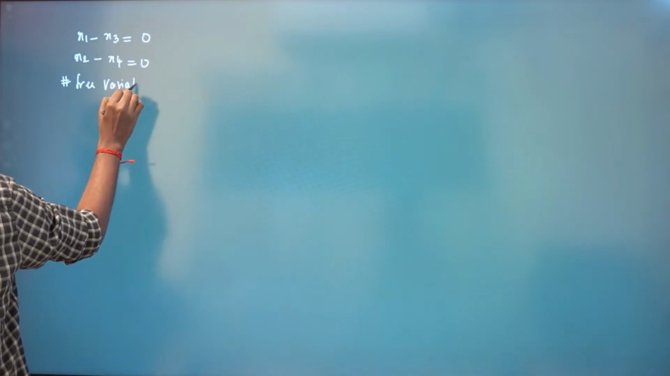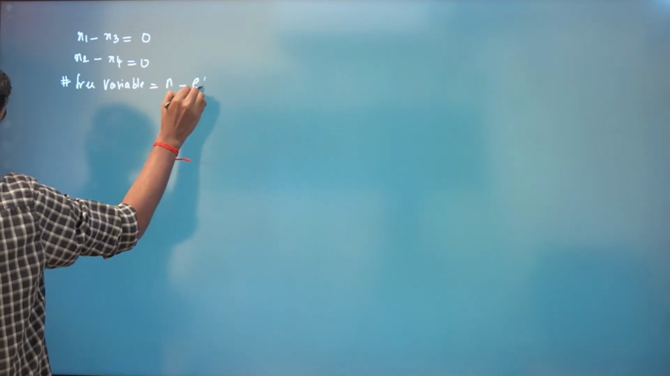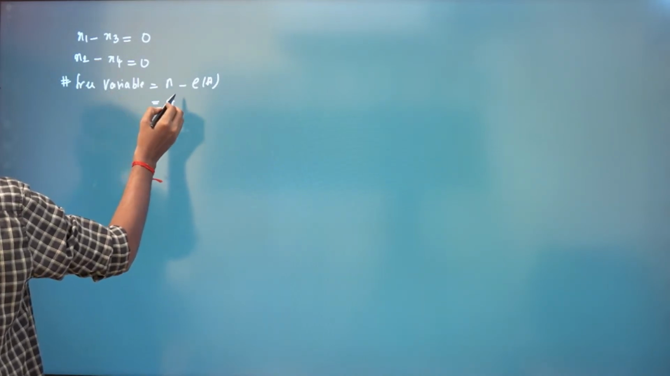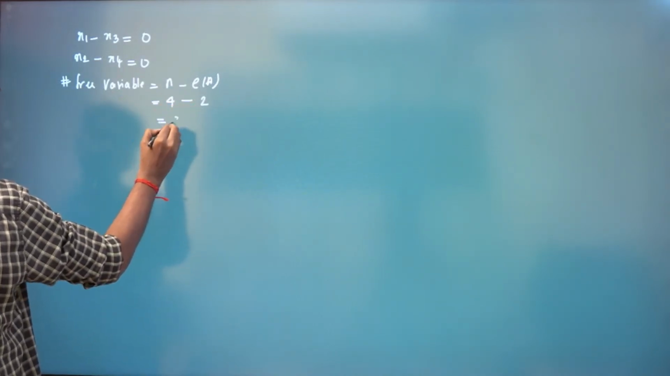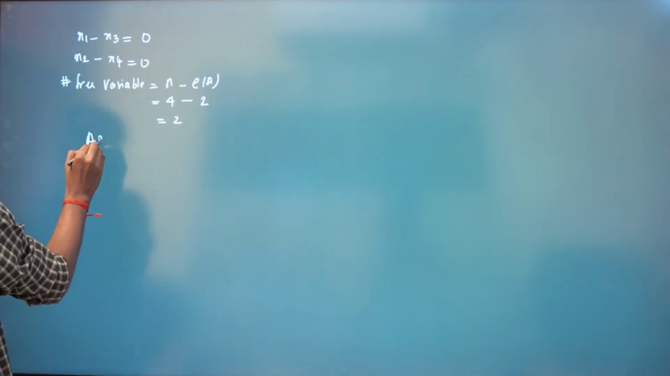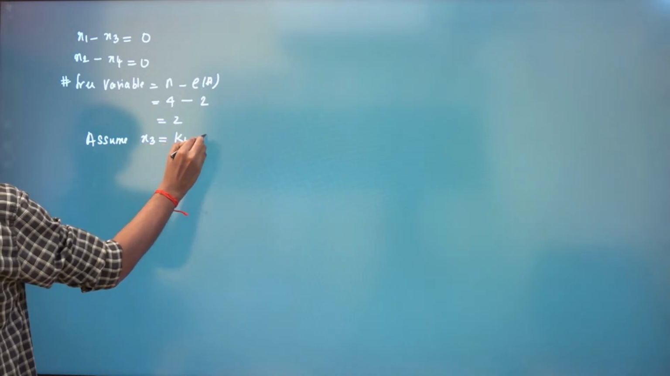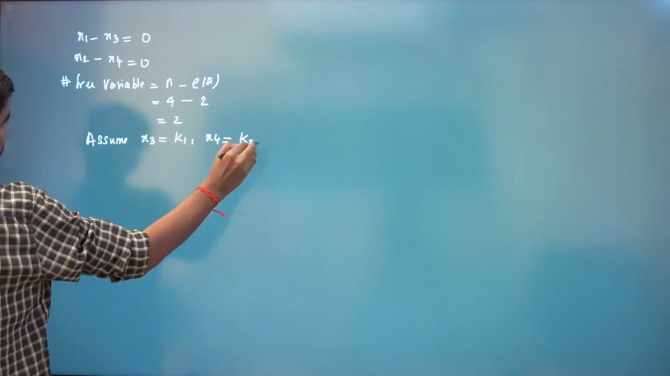Now we have two free variables. Number of free variable is given by n minus rank of A. So n is the dimension of our vector space, which is 4, minus rank, which is 2. So we have two free variables. So let us assume x3 to be equal to k1, x4 to be equal to k2.